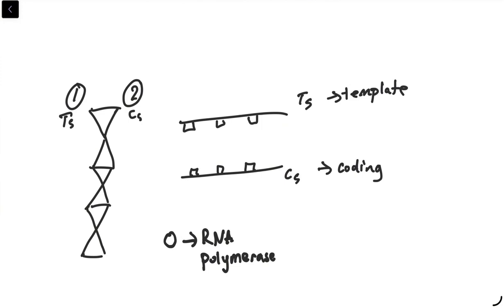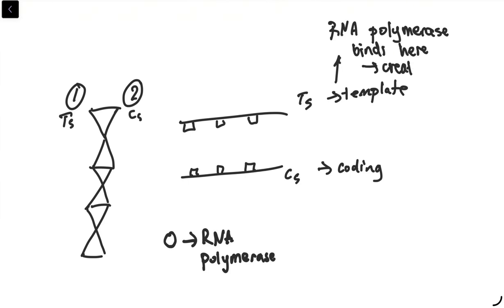Now when we look at the two strands separated from each other, we know that one of these strands is called the template strand and one is called the coding strand. The template strand is essentially what RNA polymerase binds to, to create a complementary sequence. So RNA polymerase binds here and creates a complementary sequence to the template strand. Now the coding strand, on the other hand, contains the specific genetic instructions, the specific DNA base sequence to create a protein.